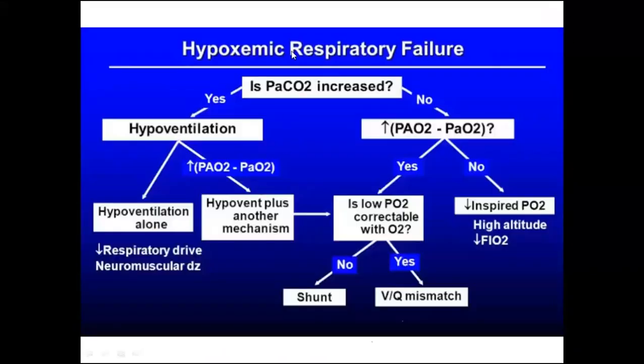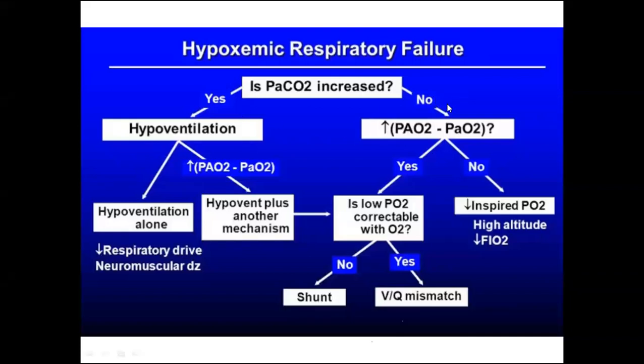So this is a simple flow chart to depict what type of respiratory failure it is. If your PaCO2 is high, it's mainly hypoventilation. Then you need to check the gradient. If the gradient is normal, it's mainly hypoventilation alone, so it's a respiratory drive or a neuromuscular problem. But if the gradient is high, there is an underlying other problem as well, so the lung is involved. So it could be hypoventilation plus lung problem, or it is end stage of lung failure.